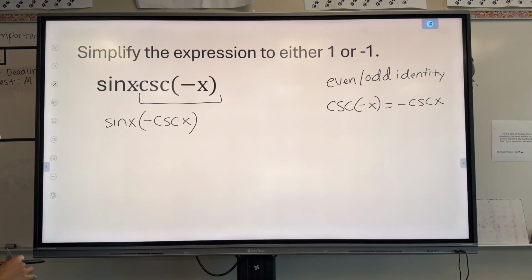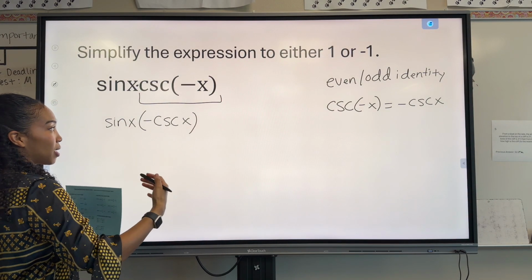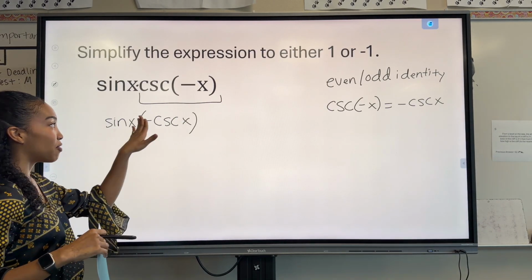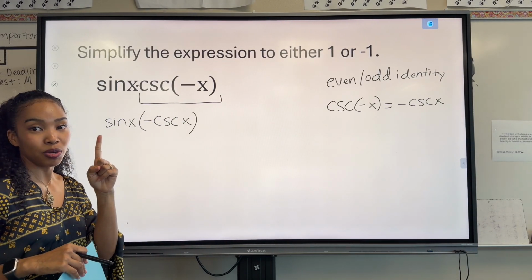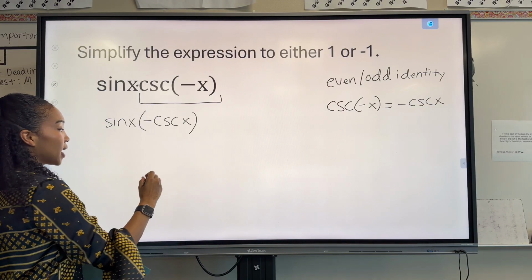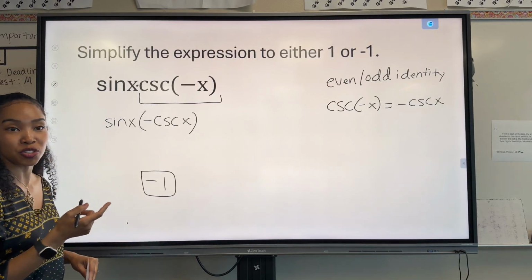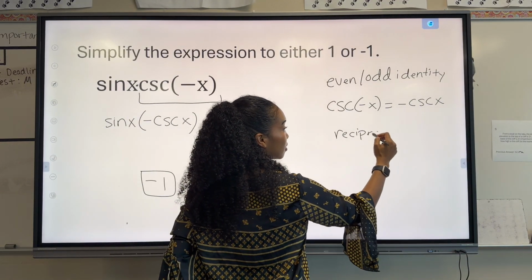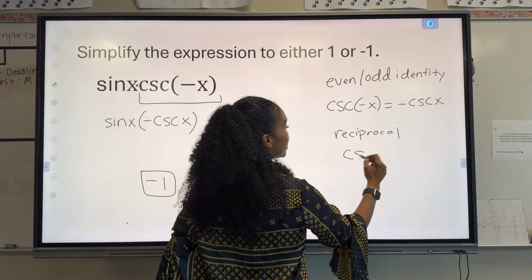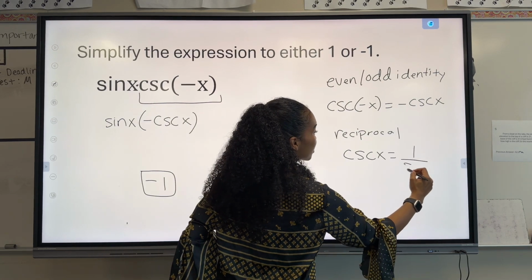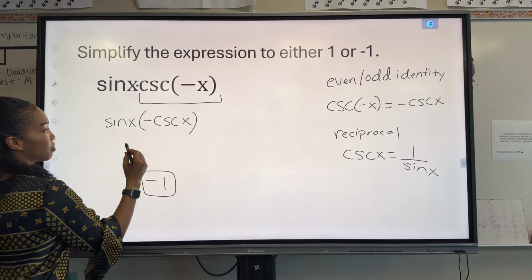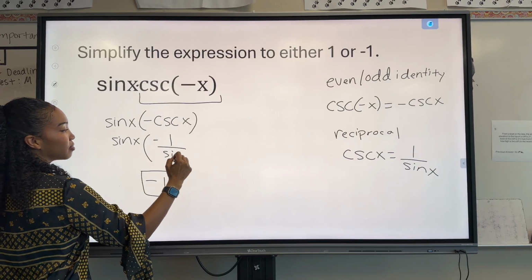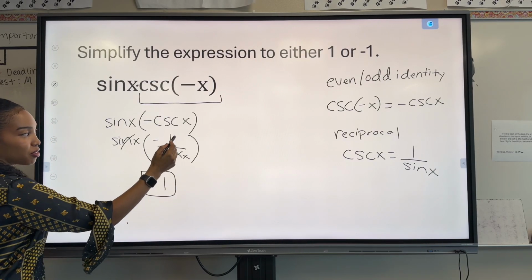Okay, now let's think about this. Aren't these reciprocals? So normally if it wasn't negative, it'd just be 1. What do you think it'll be this time? Negative. It'll be -1. However, I can still show you the algebra. If you look under the reciprocal identities, cosecant can be written as 1 over sine. So this can be written as sine times -1 over sine. And those cancel. You're left with -1.